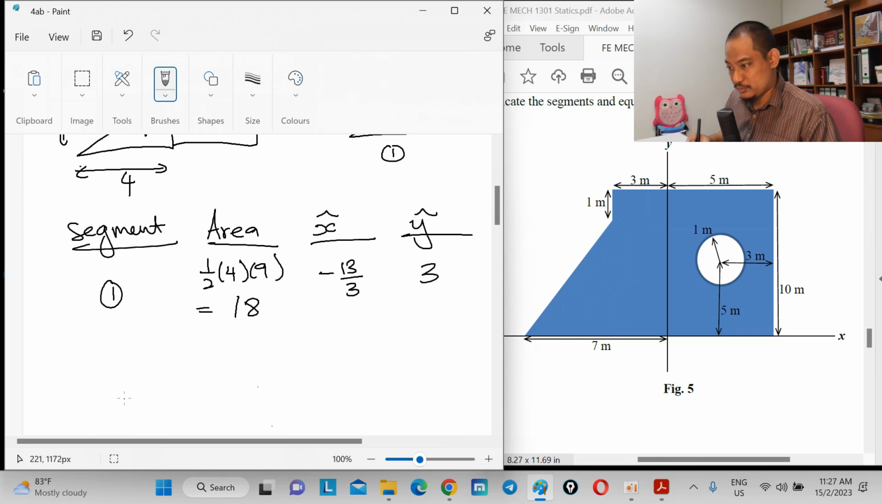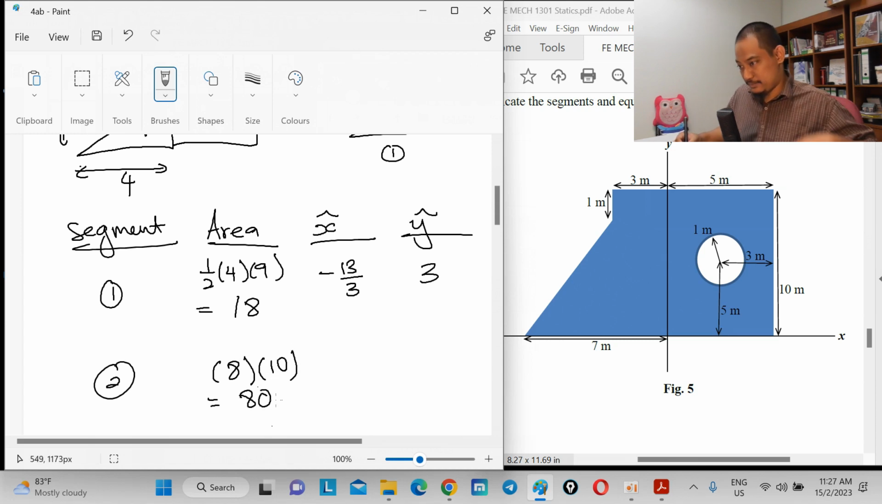What about segment 2, the rectangle? The area is 8 times 10 equal to 80. X bar is 8 divided by 2, 4, so it's 4. And then height is 10, so y bar is 5.